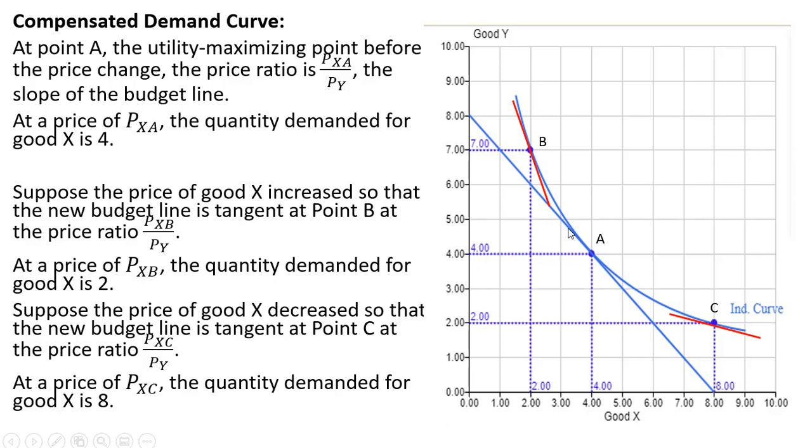So once again here, the idea is the price fell, and we're going to take away income from this consumer. You're going to take away enough income so that the consumer is still on the same indifference curve. And so when the new budget line is tangent to the original indifference curve at this new lower price for good X, we have another point here, point C, that will represent a point on the consumer's compensated demand curve for good X.